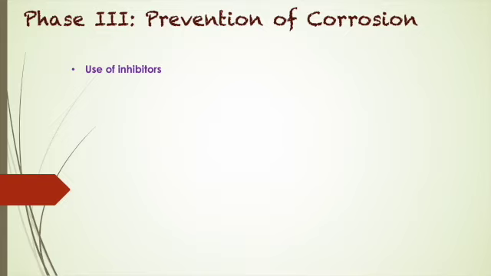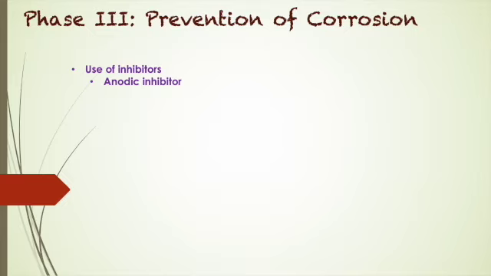Now there are different types of inhibitors. So basically 3 types of inhibitors we discuss. So number 1, anodic inhibitor. Anodic inhibitor, as the name suggests, it inhibits or it prevents the reaction of the anode. How do they do it? They react with the ions of the anode and produce some insoluble precipitate.